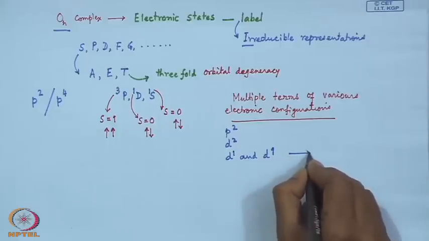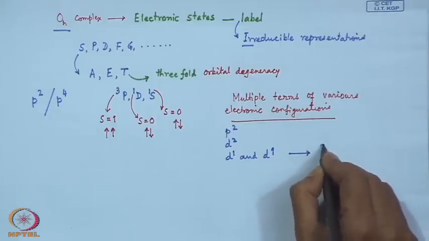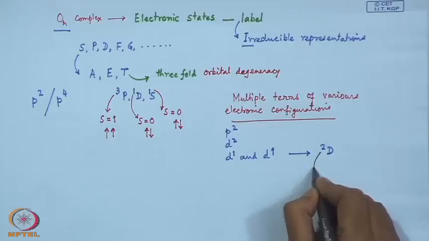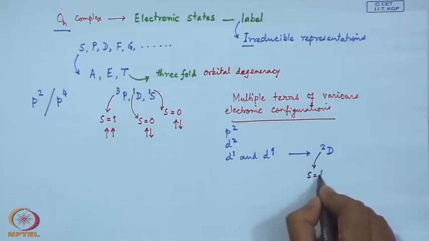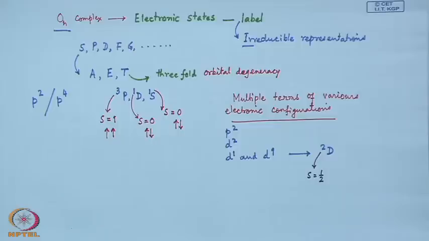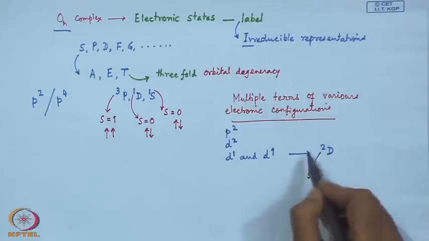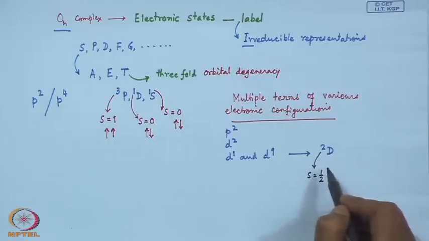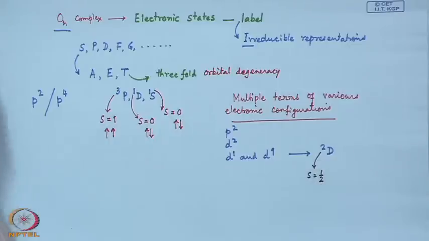d9 systems. For d1 and d9 systems, we have the corresponding term as 2D, because we have only one unpaired electron. So, one unpaired electron is giving rise to a single half spin, so the capital S is equal to half. How this particular term can split under the corresponding crystal field, what will change from there, and how we get these for the different electronic configurations.